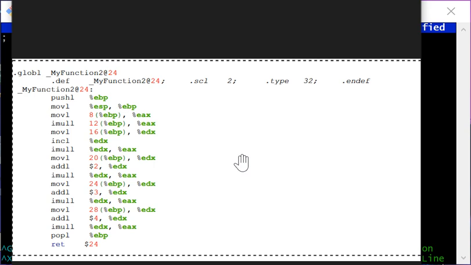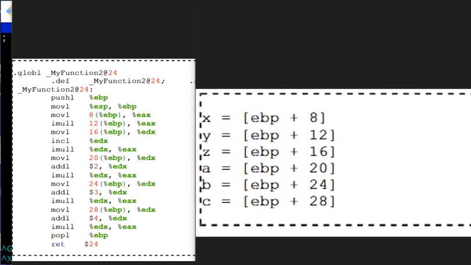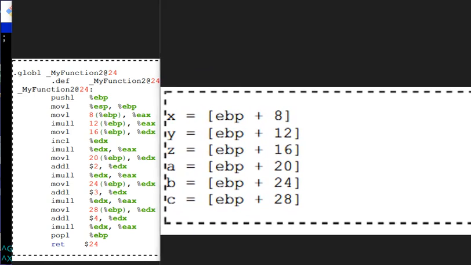We can therefore create a table like this. As you can see, with c being pushed first and x being pushed last, these parameters are also pushed in right to left order. This function then also cleans 24 bytes of the stack with the ret 24 instruction, as you can see down here.